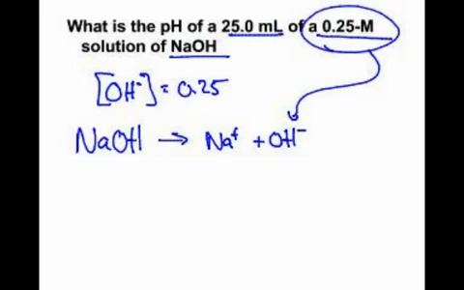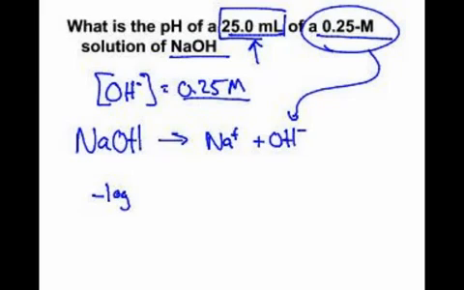Does that 25 milliliters do anything for us there? You know, that's kind of a distractor, actually. They don't need to know that. Extraneous information. If I mixed it, maybe in a dilution, that'd be a different thing. So if you take the negative log of the hydroxide concentration, that's equal to the pOH. I would do that first. And that gives us 0.60, and that's equal to the pOH.